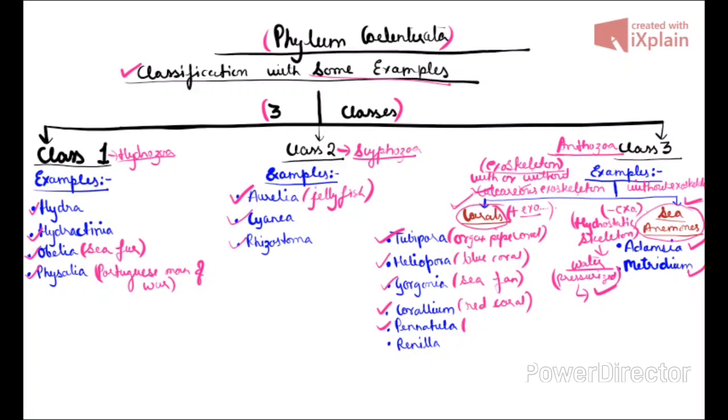It is commonly known as the sea pen. And the last is Renilla. Renilla is commonly known as the sea pansy. Okay, so these common names are also very important. We should remember the actual name as well as the common names of these organisms.